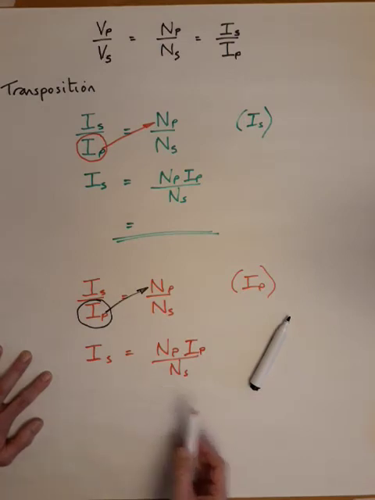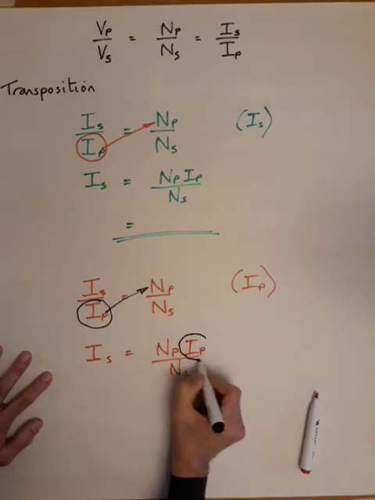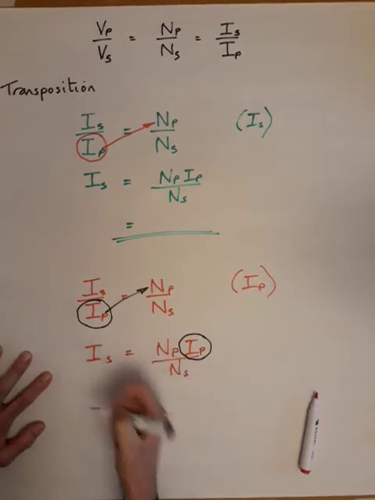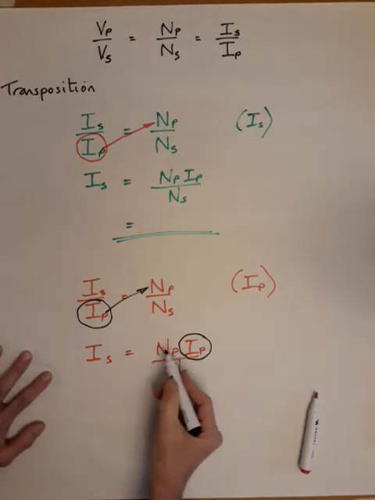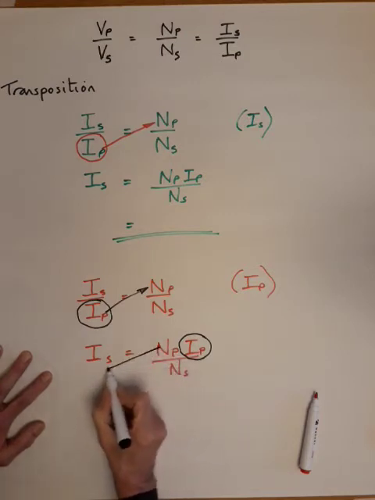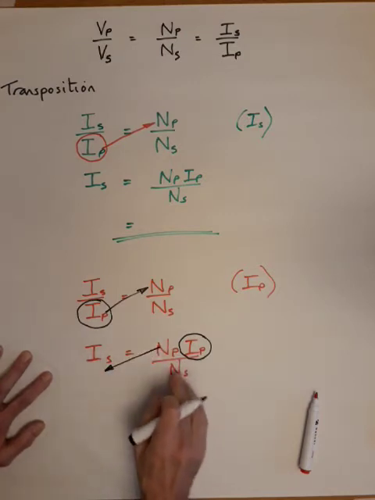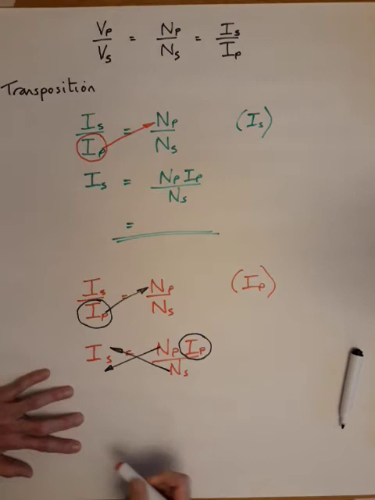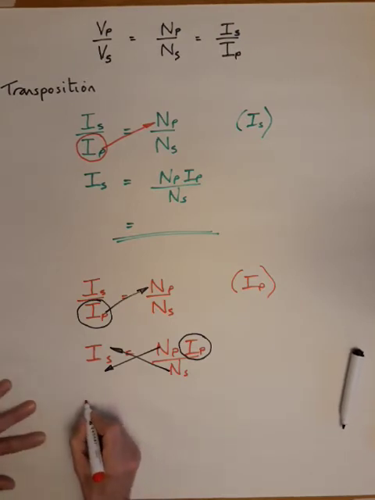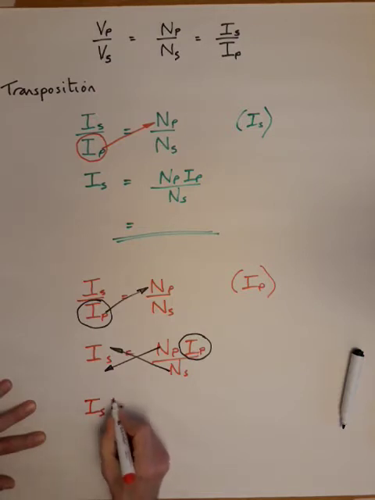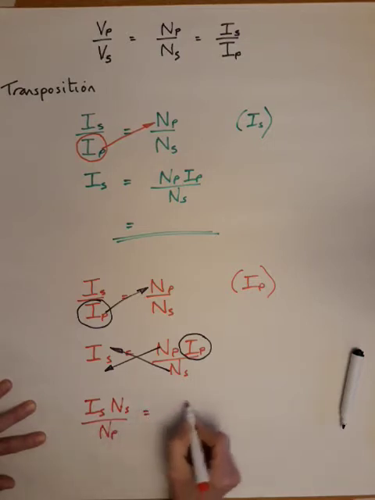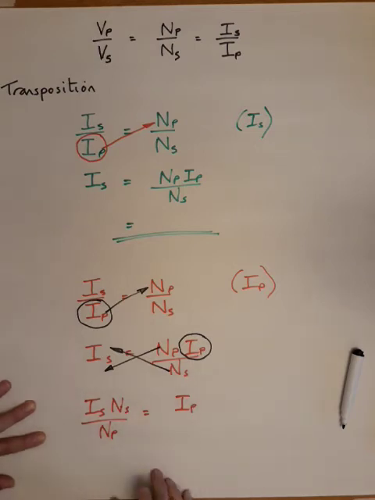So we still haven't found what we want. This is what we want, but it's now on the top line. So I now need to move this to the other side and this to the other side. If it's on the top on the right, it's going to move to the bottom on the left. And if it's on the bottom on the right, it's going to move to the top on the left. So my next line here is going to be Is Ns over Np equals Ip.